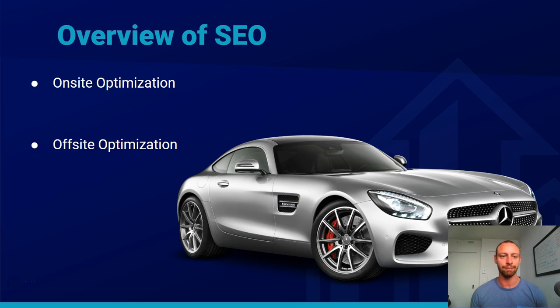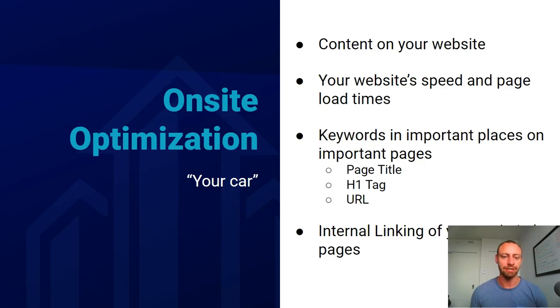Well, SEO is kind of similar in the sense that the car is your website, and the premium gas that you put into the car are the links that you build to your website. So if we look in detail, on-site optimization, which is what we would call your car, consists of multiple different components. It consists of the content that's actually on your website, so making sure that you have a good quality website that rental property owners are actually going to read. It consists of your website's loading speed, the page load times. It consists of the keywords on your website and where they're placed.